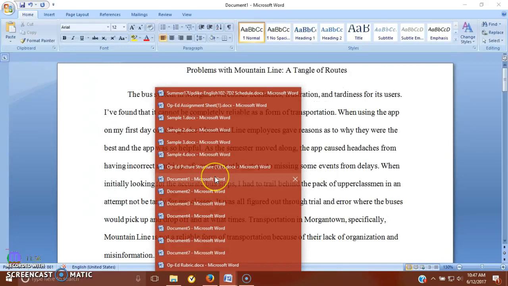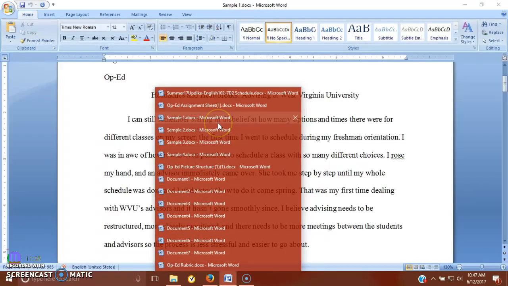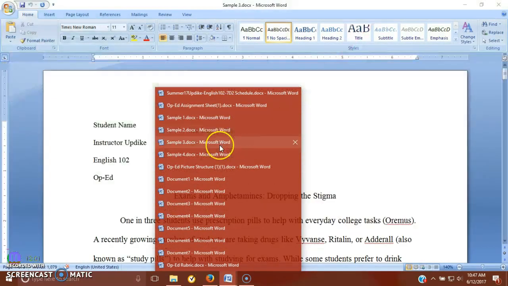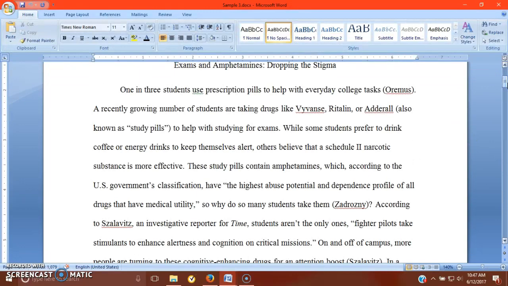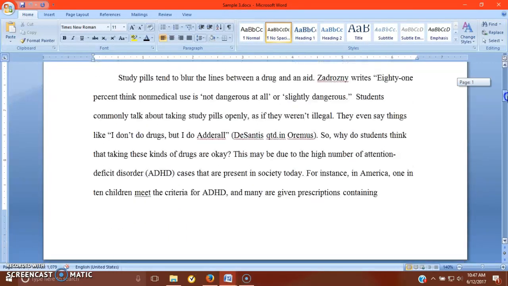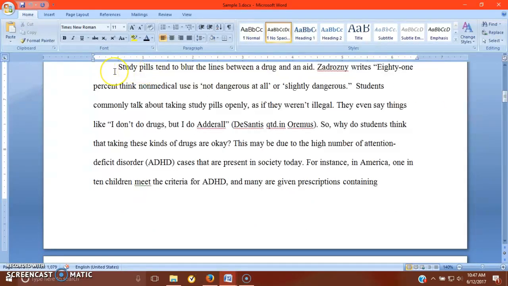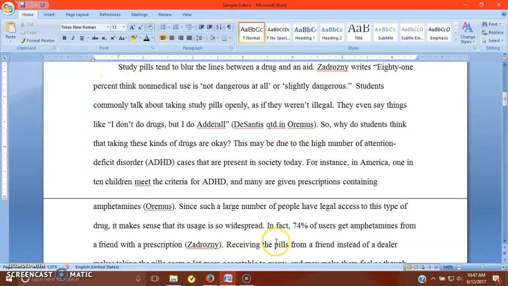Okay, so let's look at just very quickly, sure, this one. Okay, so in here, we're going to skip the introduction because we're going to focus on introductions more so tomorrow. So let's look for topic sentence, evidence, and concluding sentence. Study pills tend to blur the lines between a drug and an aid.